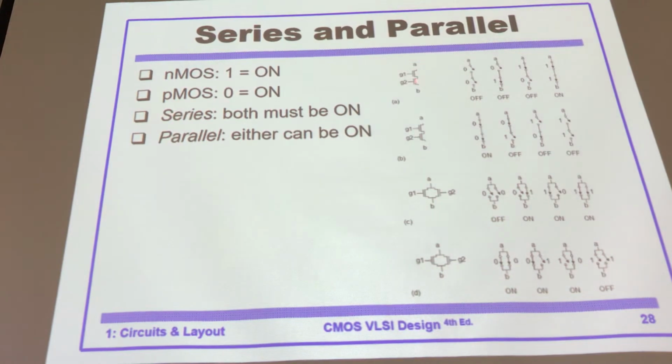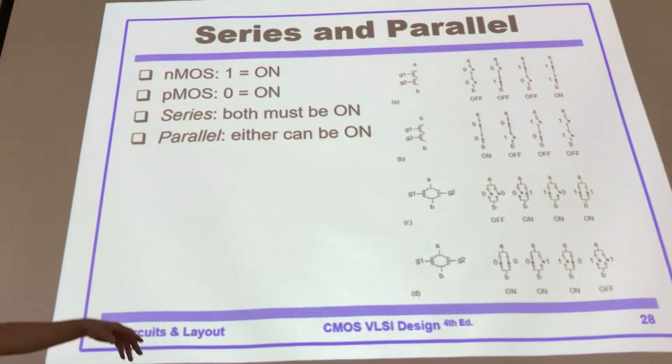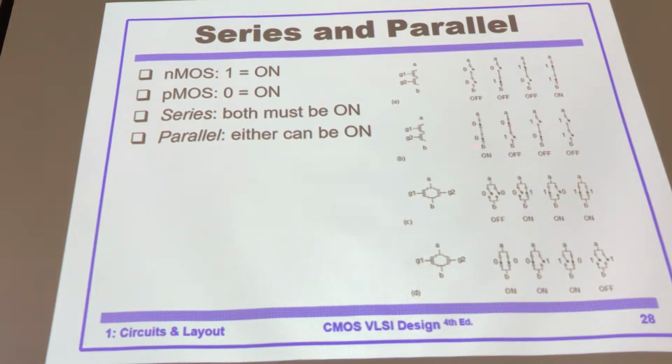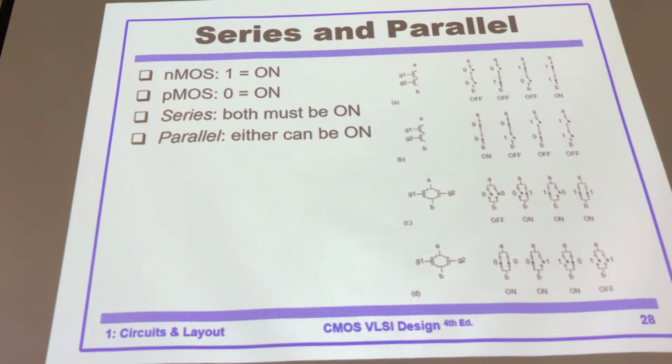NMOS in serial has 4 cases: 0 0, 0 1, 1 0, 1 1. Only 1 1 is on. Okay, I'm not going to go through the other cases. You can just work through them by yourself. NMOS transistor, PMOS transistor, in serial and parallel.